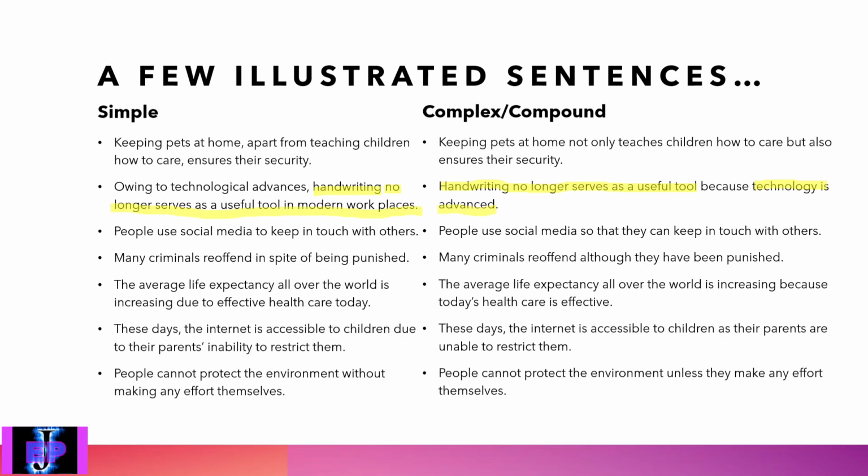Both those parts have their own subject and their own predicate. In the case of the first part, handwriting is the subject. In the second part, technology is the subject. So it has its own subject and predicate, and two clauses can be seen there in the sentence, joined by a subordinating conjunction, because, and that's a complex sentence. So like this, you have some more sentences here. You can pause the video and go through those sentences and see how a sentence is converted from a simple sentence to a complex or a compound sentence. You can now pause the video, and once you are done, you can continue to the next slide.